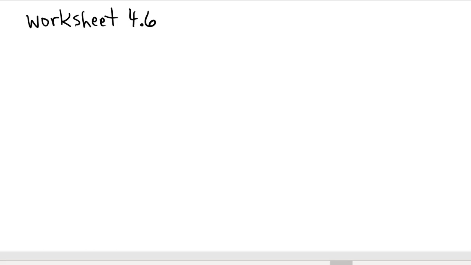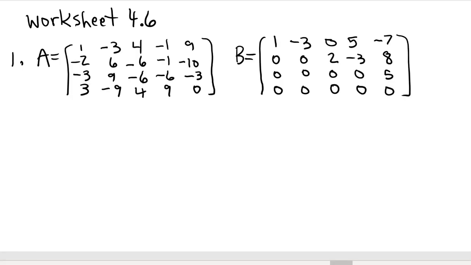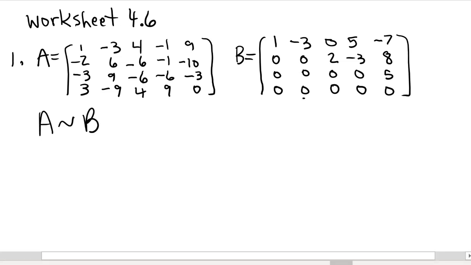Okay, let's look at the solutions to worksheet 4.6. In problem 1, we have two matrices given, the matrix A and the matrix B. And they are row equivalent, so there's a sequence of row operations that transform A into B.